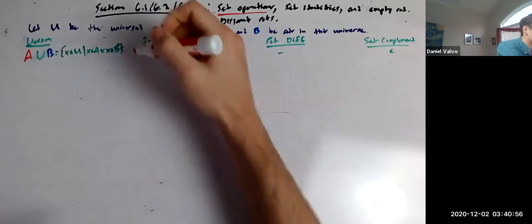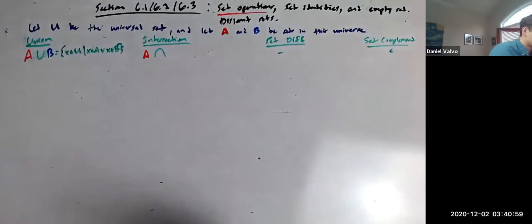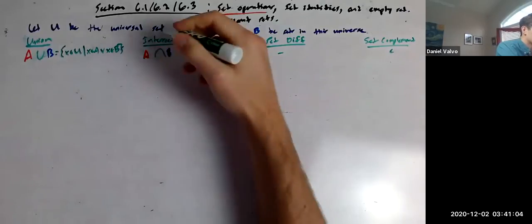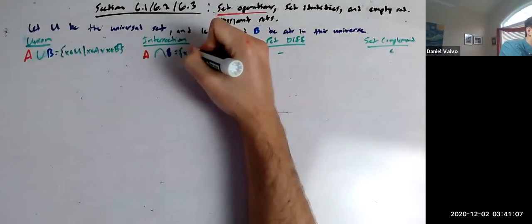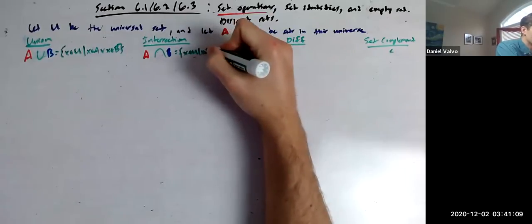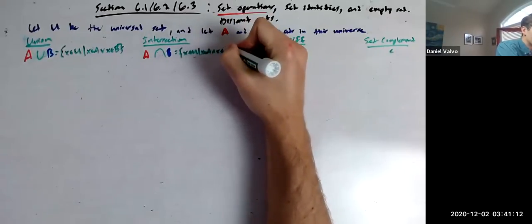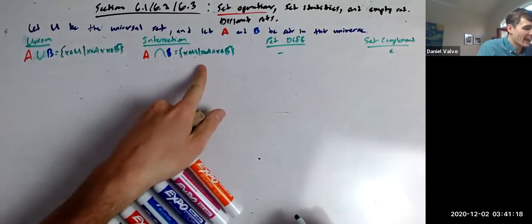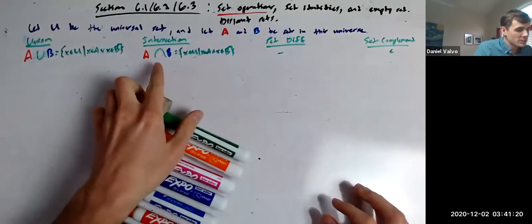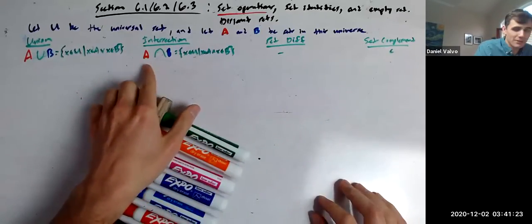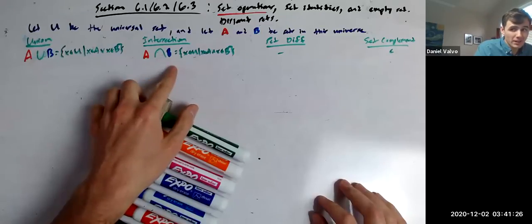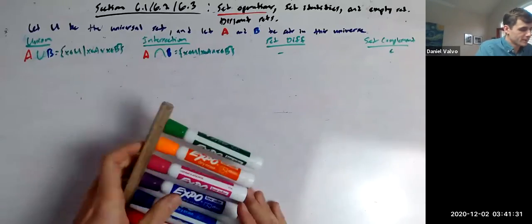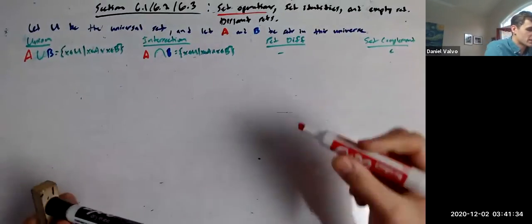Whereas the intersection is A intersect B, which by definition equals all x in the universal set that we care about, such that x is in A and x is in B. The important thing is that if you're in A and you're in B, this is making the set smaller, because it's not just everything in A or everything in B, they have to be in both. So it's the intersection, the middle of the Venn diagram, whereas the union is everything.